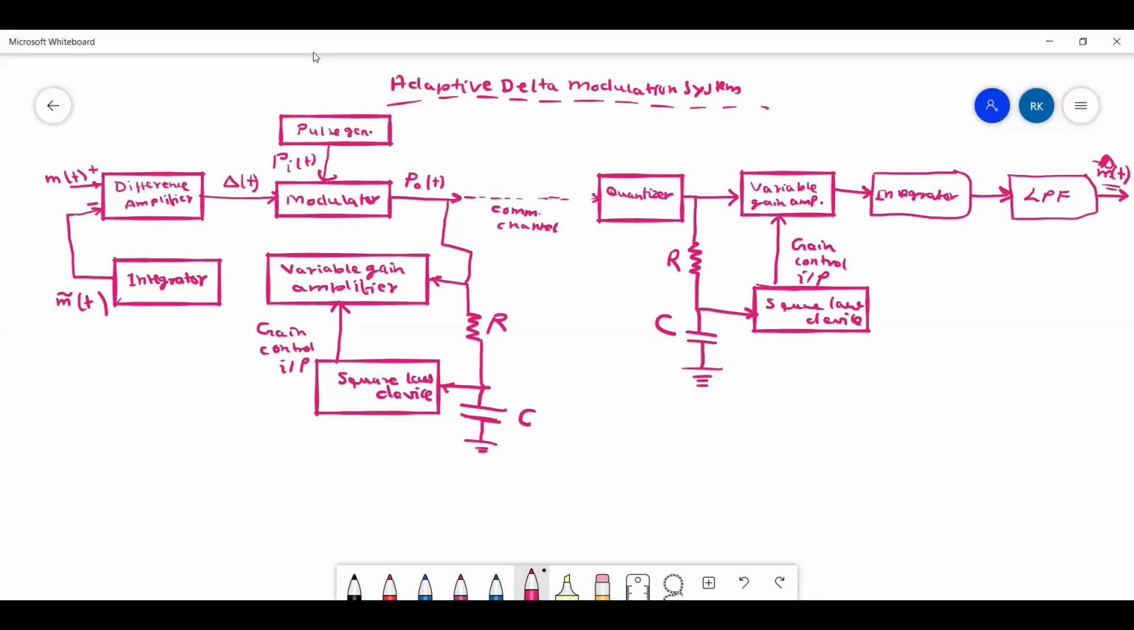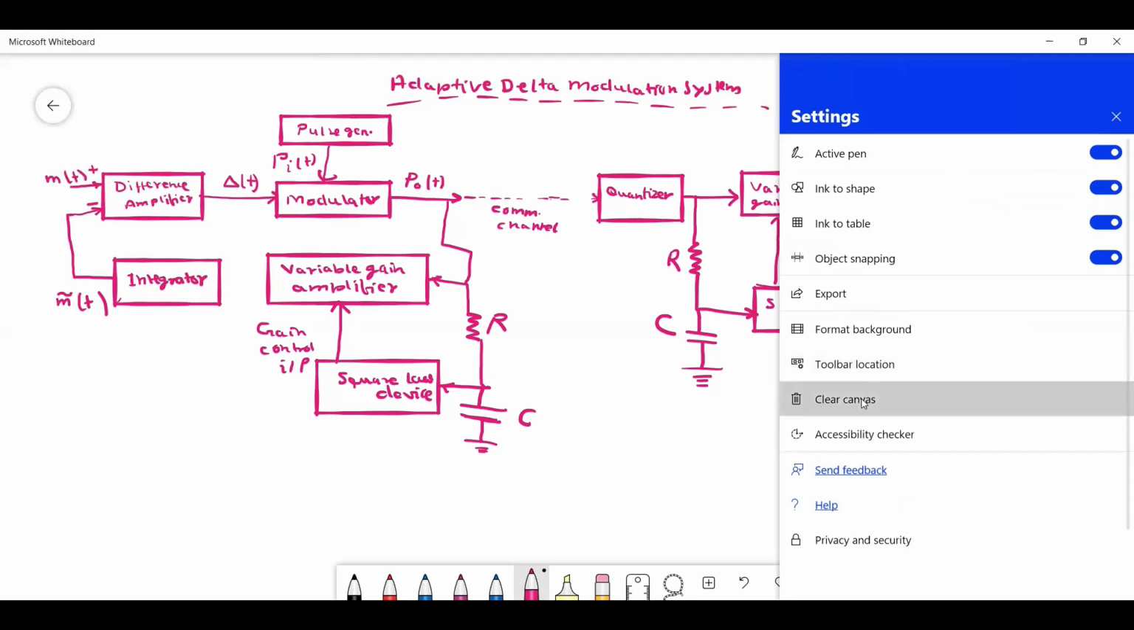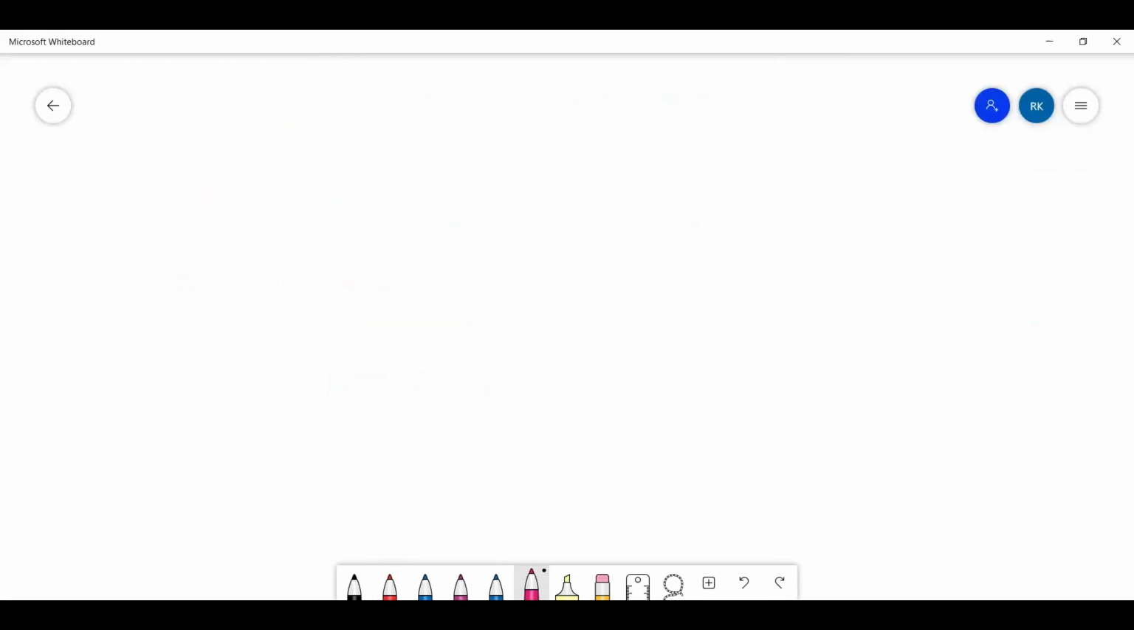Now we come to the analysis of noise in delta modulation. Let's now do analysis of noise in delta modulation system. We will be needing this analysis in solving numerical problems that will come later on. I am now clearing this canvas, and now we will do a derivation for obtaining the formula for quantization noise in delta modulation system. So noise in delta modulation system we are going to discuss now.